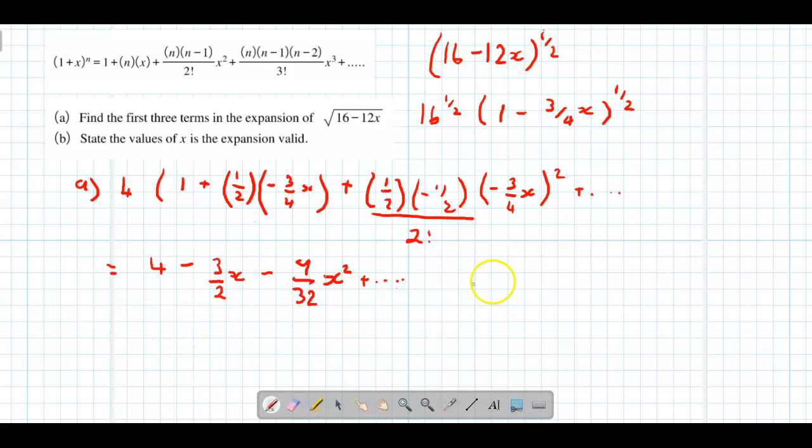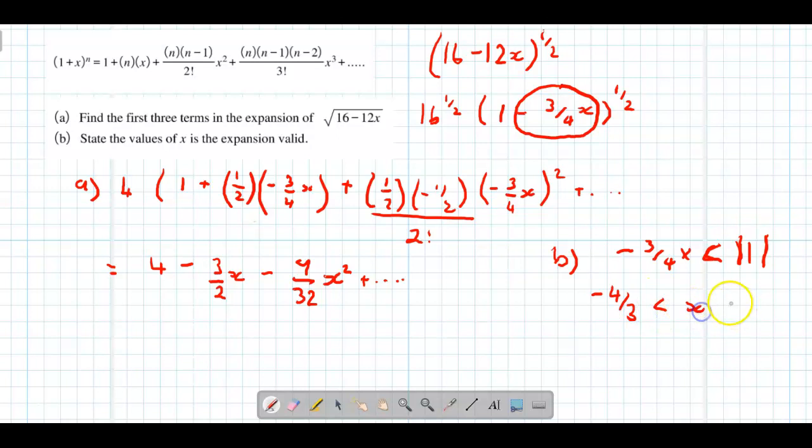Okay, so that's part A. Part B, I'll just do over here. We want the expansion to be valid only when this part is less than the modulus of 1. So when we actually do all of that, less than the modulus of 1, we will have negative 4 over 3 less than x and then less than 4 over 3.